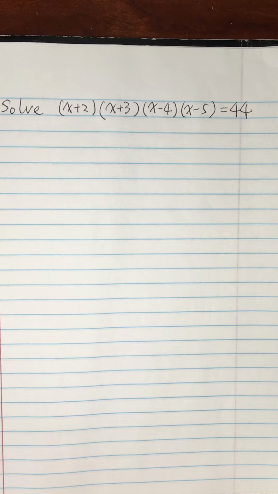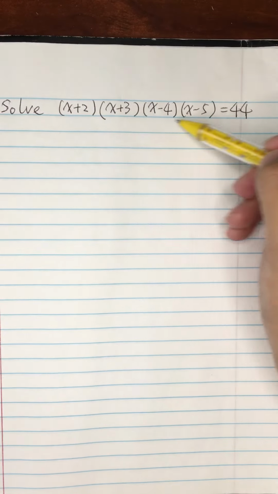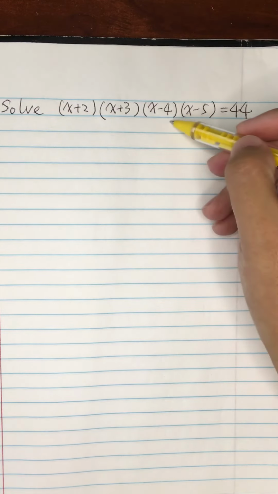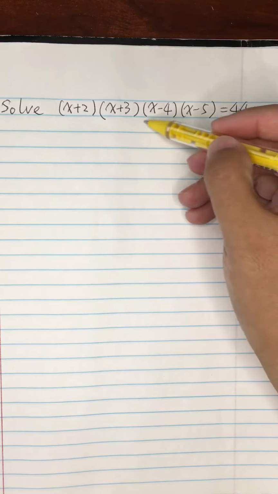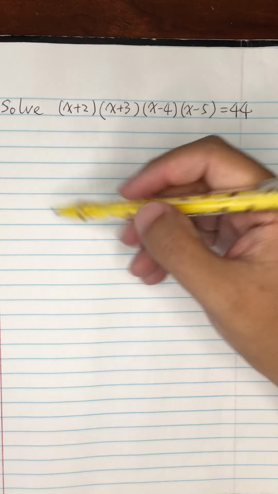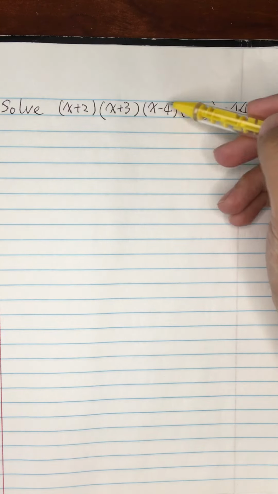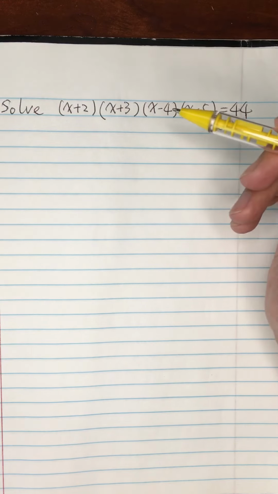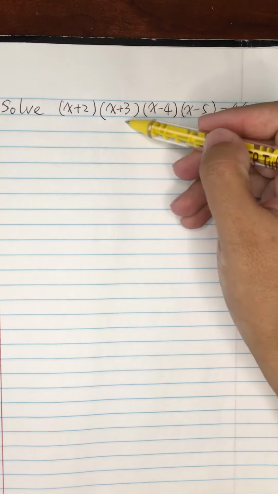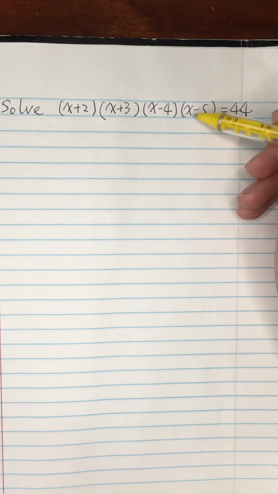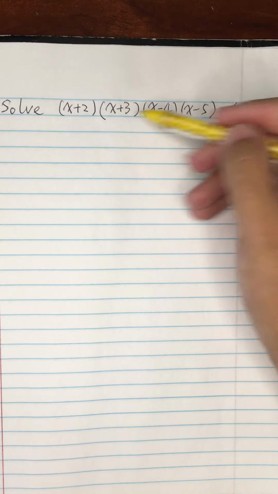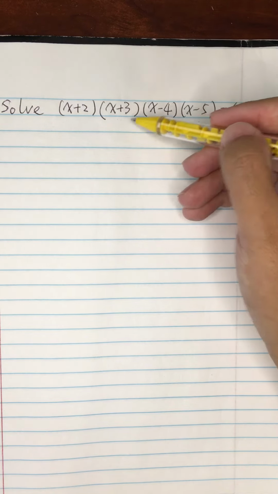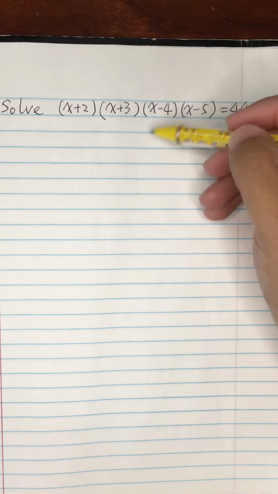If we pay attention to the organization of the four terms, you have x plus 2 over here and then x minus 4 over here, right? If you multiply these two terms together, you end up with x squared, and then minus 4 plus 2, you're going to get minus 2x, right? And if you look at these two terms and multiply them together, you get x squared, and then minus 5 plus 3, that's going to be minus 2x, right?